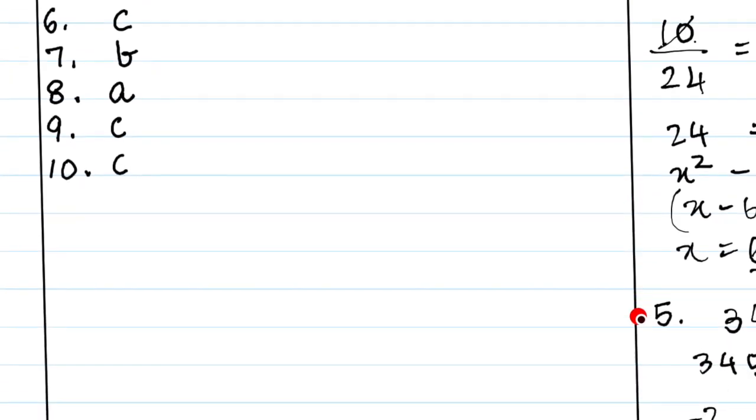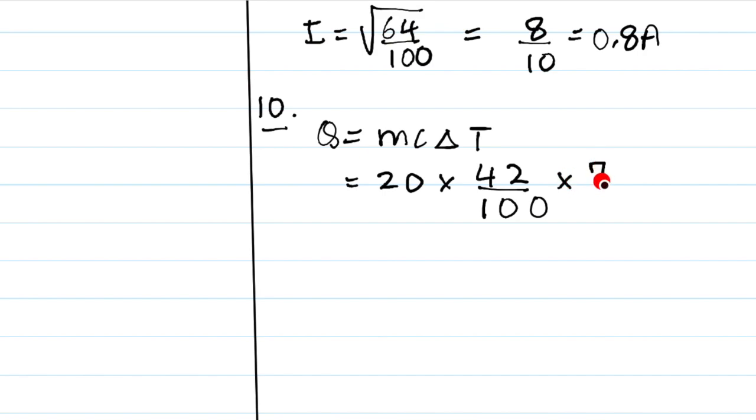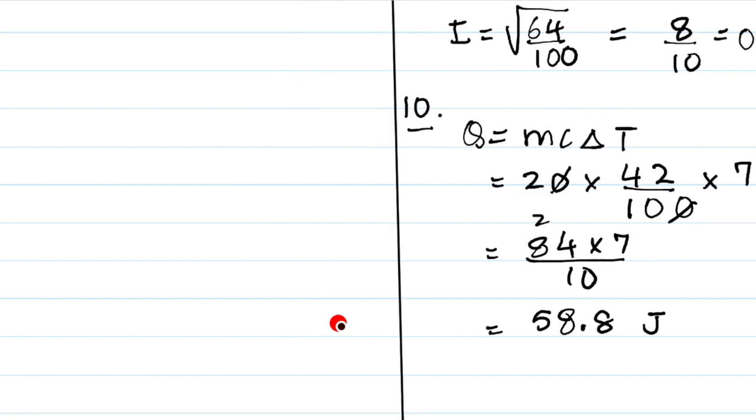But let us show the working here. We will have Q equal to m c delta T. And the mass was 20 gram, SHC was 0.42 and delta T was 7. So we'll have this getting cancelled, and 84 into 7 upon 10. Let's multiply: 7 4s 28, carry 2, 7 8s 56 and 2, 58 upon 10, 58.8 joules. Okay, so that finishes our section A.